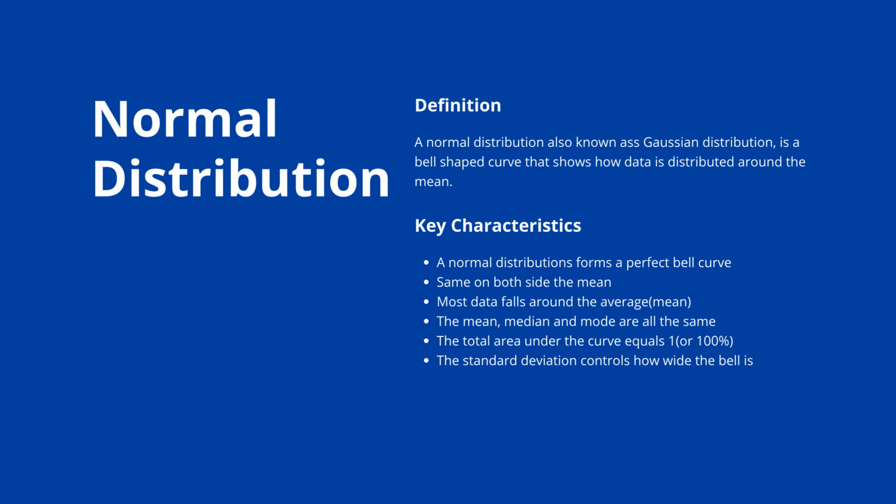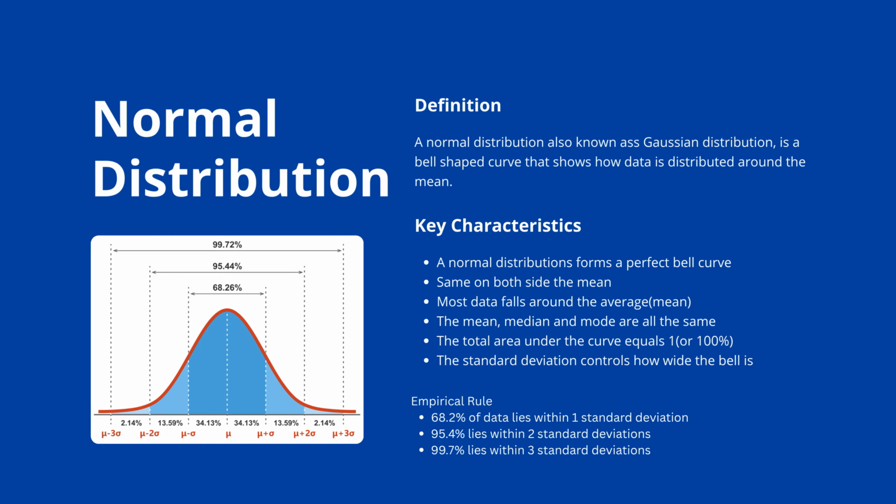Now let's see what the empirical rule is. The empirical rule, also known as the 68-95-99.7 rule, is a statistical guideline used to understand how data is distributed in a normal distribution. Here is how it works. 68% of data falls within one standard deviation of the mean.